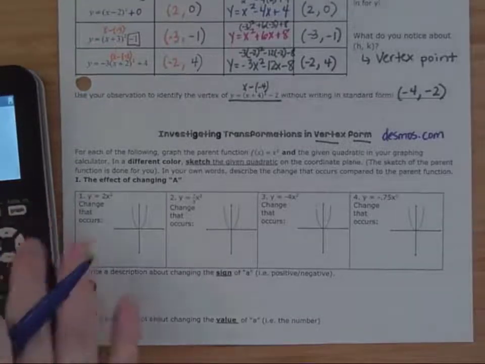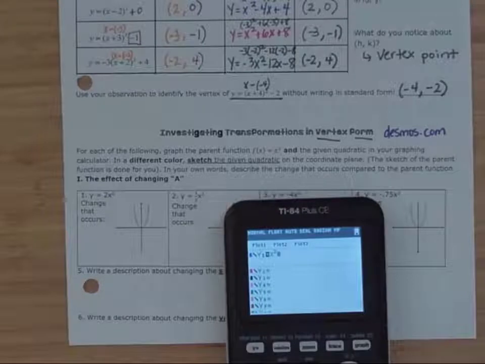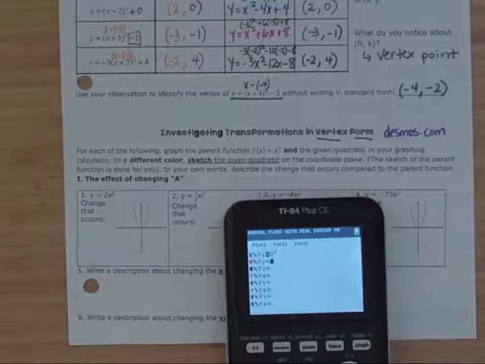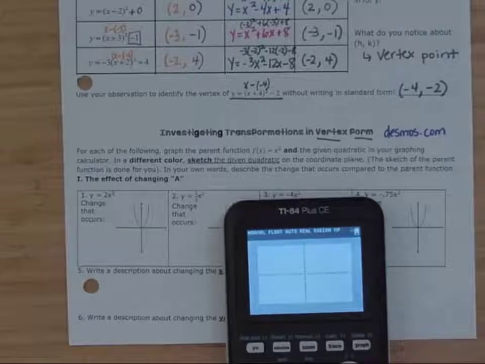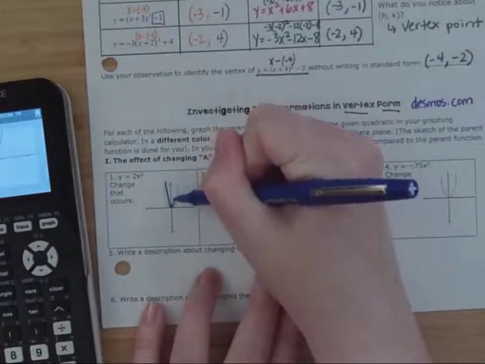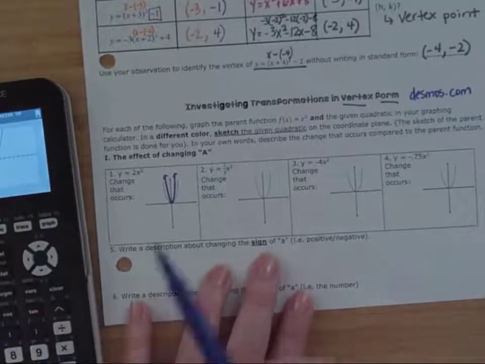So in your own words, describe the change that occurs compared to the parent function. You go to y equals, and we plot the parent function. So for the parent function for a quadratic, remember that's x squared. And the first one that we have is 2x squared. So I'm going to type in 2x squared. When I go to the graph, I see here parent function, first one, and the second one is on the inside. So I'm going to sketch that in my work where it's inside.